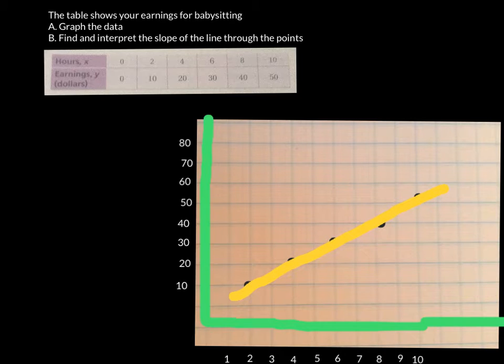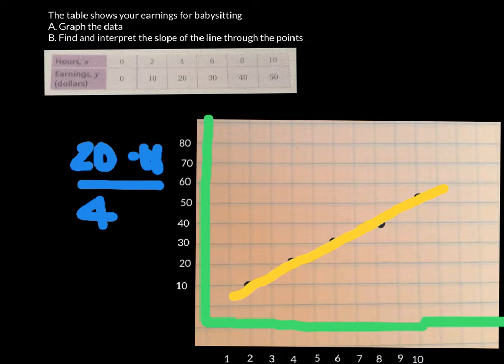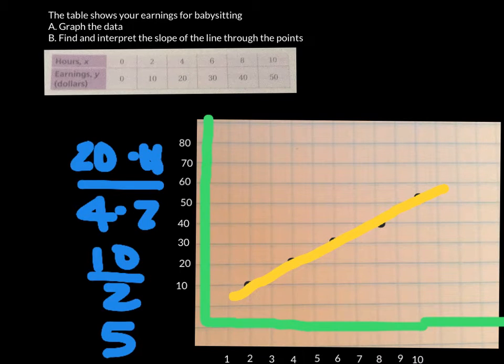Okay, so how we do that is we choose any 2 points on the line. So we can choose any of them to find the slope. Okay, so let's do 2 and 10 and 4 and 20. Okay, so we take our 2 x's. Y goes on the top, so we put 20 minus 10 over 4 minus 2, and we get 10 over 2, which is equal to 5 over 1, or just 5. So the slope of this line is 5.